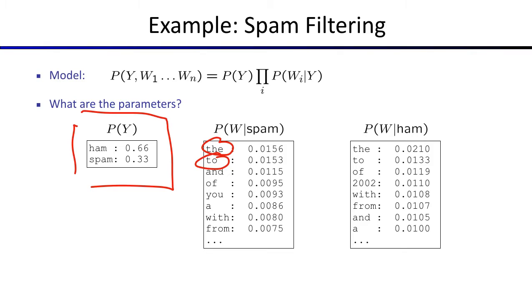This 2002 is kind of interesting. I guess the corpus this was collected from was from 2002, and so when people are replying to your emails, it says on such and such a date in 2002, Jacob said this, and I think this is where this 2002 comes from.